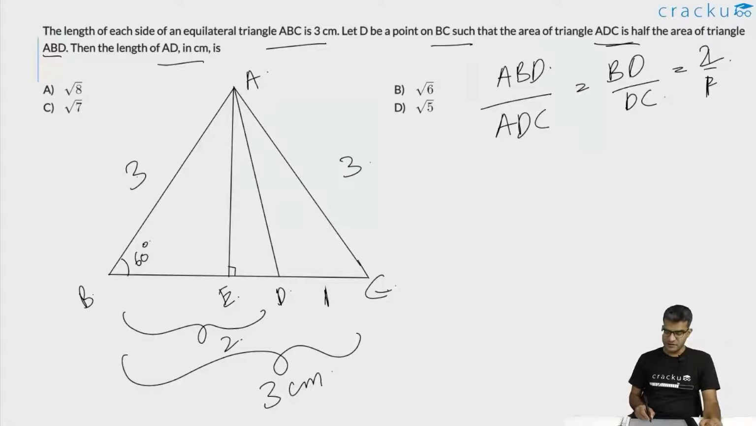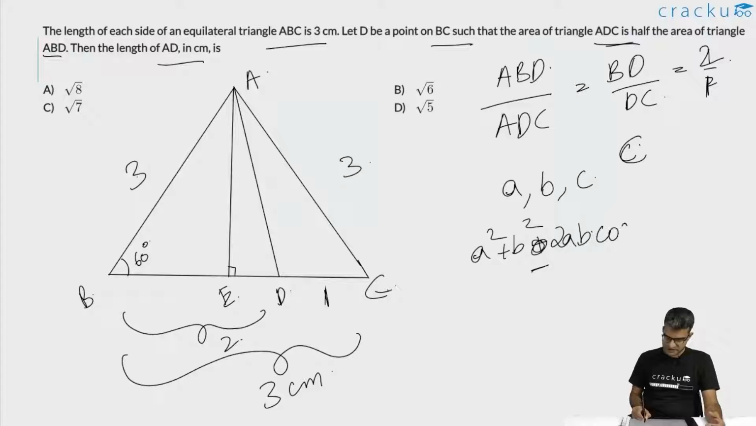What is the cosine rule? If you have a triangle, the lengths of the sides are a, b and c, and the angle opposite the side c is capital C, then a square plus b square minus 2ab cos C is equal to c square. In this particular case, we know that one of the sides a is 3 centimeters, one of the sides b is 2 centimeters, and the angle between them is 60 degrees.